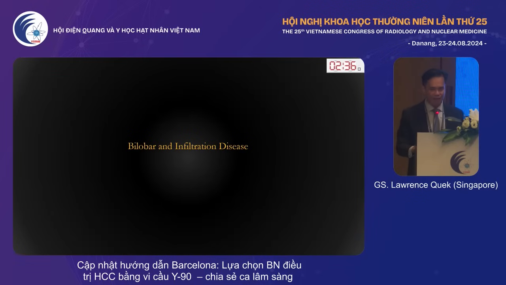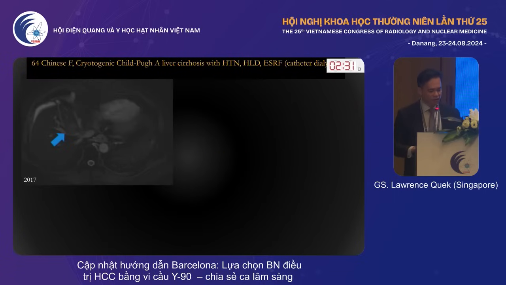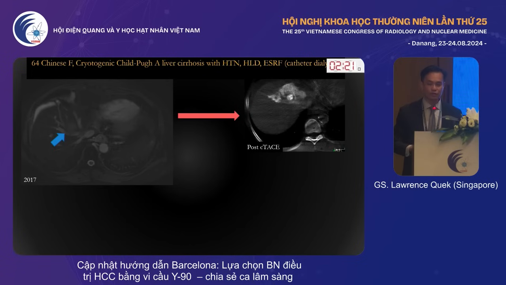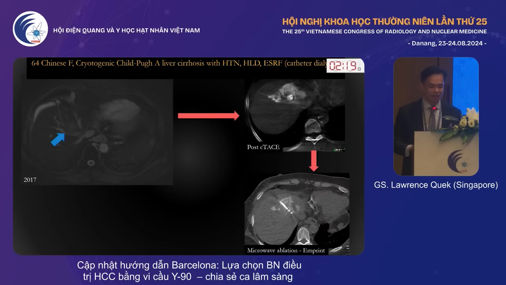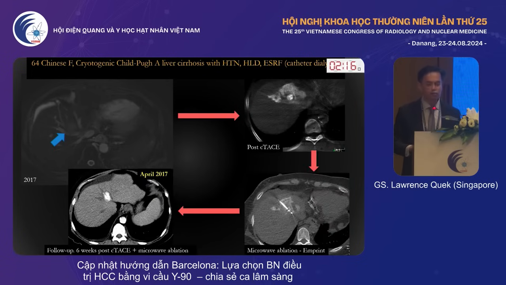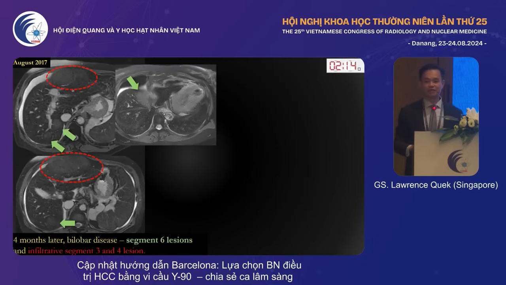So we have patients that have bilobar and infiltrative disease, all right? And what did we do? So here's just a quick history. Here's a 64-year-old Chinese female, Child-Pugh A with liver cirrhosis. And we've got the faint T2 hyperintensity over there. And this is where we did a combined TACE and ablation. All right, and we've gotten good margins, so that's fine. But the patient represented 4 months later, and now we have lesions everywhere. We've got bilobar disease, one in segment 3, one in segment 4, they're infiltrative, and then a few over in segment 6.